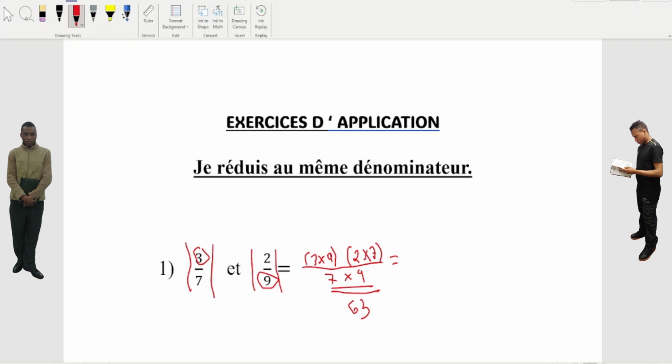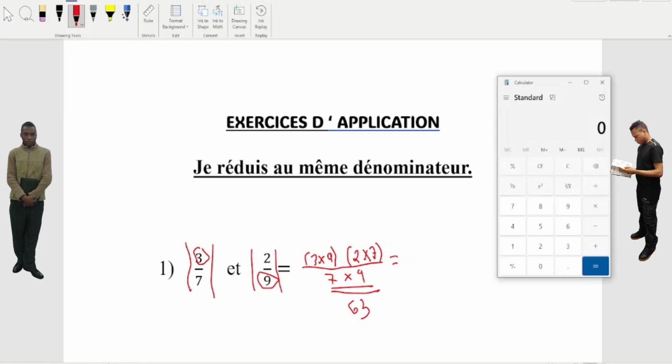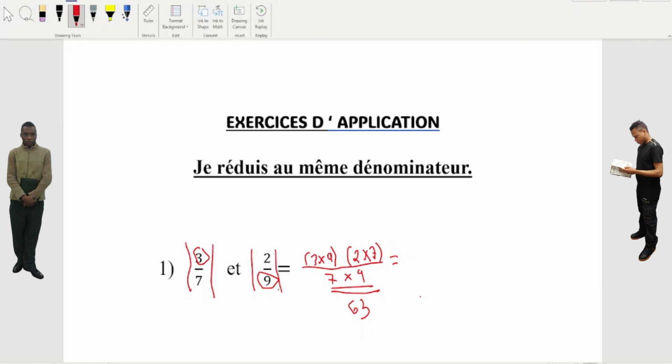So let me bring the calculator. Now, when we do 7 times 9, equal what? 63. Now, when we do this, we're gonna rewrite this. You see this 7? This fraction we're gonna write here. We want to make sure that we write it. When we do 7 times 9 equals 63, we write it right here. And don't forget to write this.